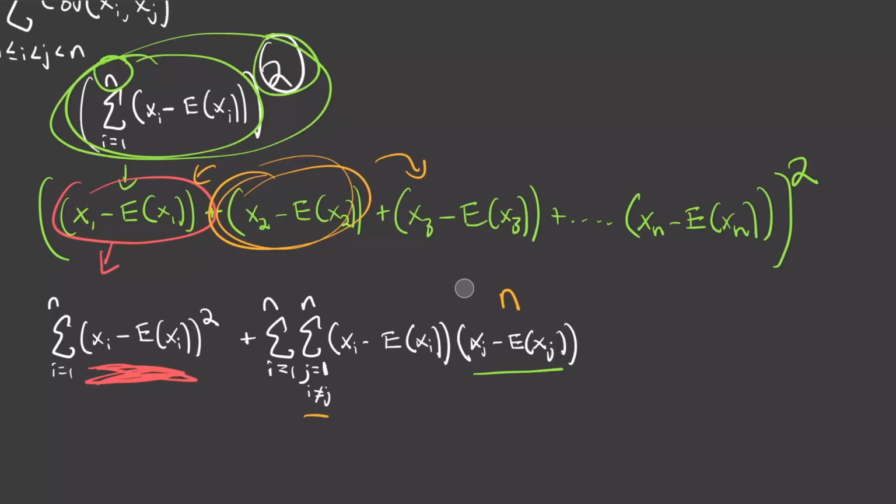But again, we're going to be double counting these terms right here. For instance, when i equals 1 and j equals 2, we're going to count that. And then we're also going to have i equals 2 and j equals 1, right? So we're counting the same term twice, because these are basically identical.